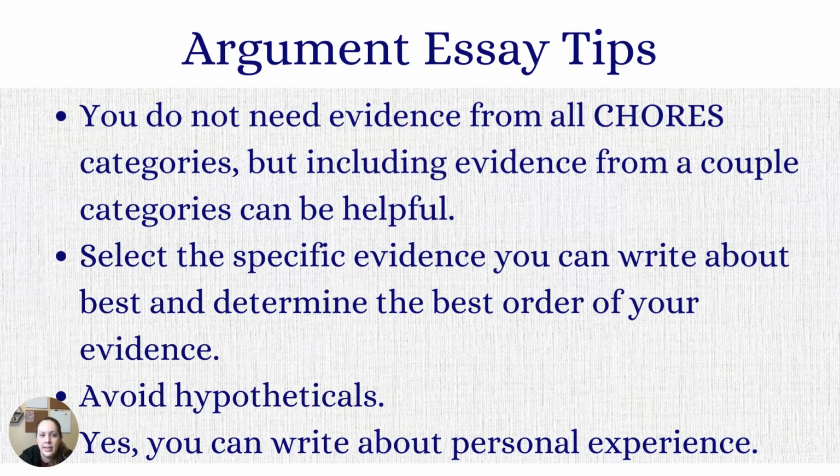Make sure that you select the specific evidence that you can write about best and determine the best order of your evidence. Don't worry so much about choosing smart evidence, if you will. Make sure that it is evidence that you can write about well. You want to provide a couple sentences of context to tell us about that evidence, and then 3 to 5 sentences of commentary to tell us what that example reveals or shows. Like, why did you choose that example? What does it tell us about the topic?